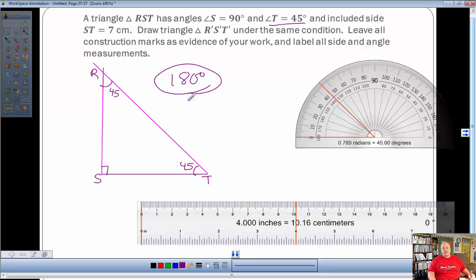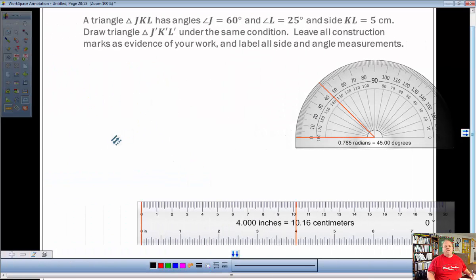Alright, now let's look at if the angle or the side that's given is the opposite. Alright, so that's what we're going to look at now. Alright, so now we're going to look at a triangle JKL. It has the angles J as 60 degrees, L as 25 degrees, and side KL is 5 centimeters. Draw the triangle JKL prime under the same conditions.